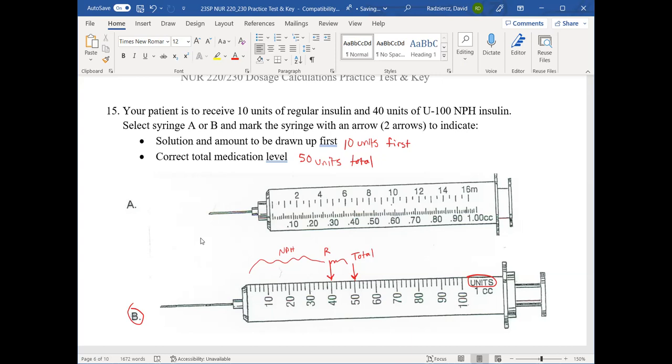Why would you put the regular arrow by the 10? Because remember, when you're doing the procedure of drawing it up, you're going to pull up the regular first. So the first 10 units are going to be closest to the plunger end of the syringe. Then the second pull is going to be the remaining NPH. So that's why. And like I said, in reality, it mixes all together. But if you're marking the syringe, let me show you, I have a graphic that I pulled from one of the textbooks that is sometimes helpful to look at.